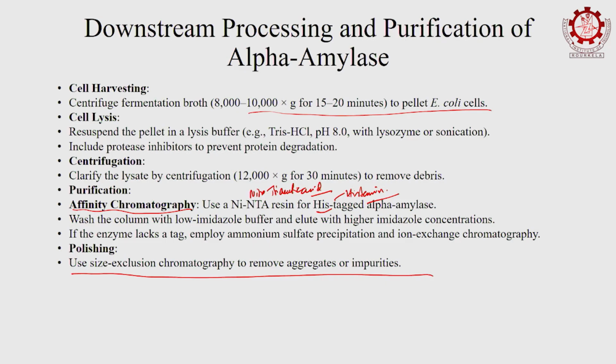If the enzyme lacks tags, employ ammonium sulfate precipitation and ion exchange chromatography, followed by the purification stage. For that, size exclusion chromatography is commonly used in order to remove the aggregates or other impurities.